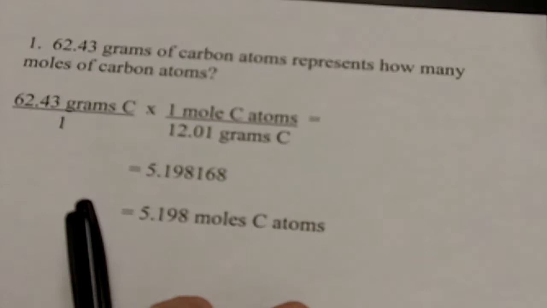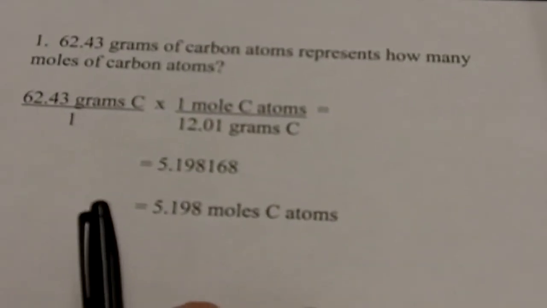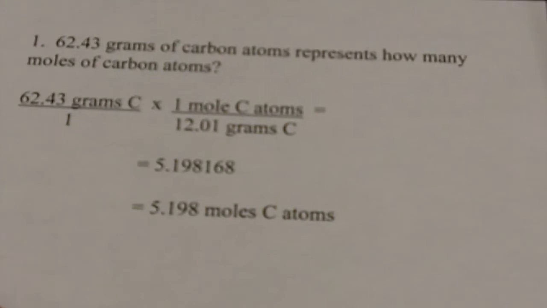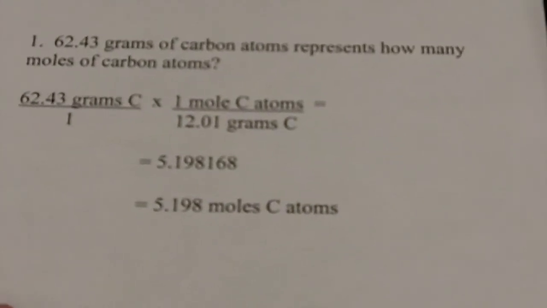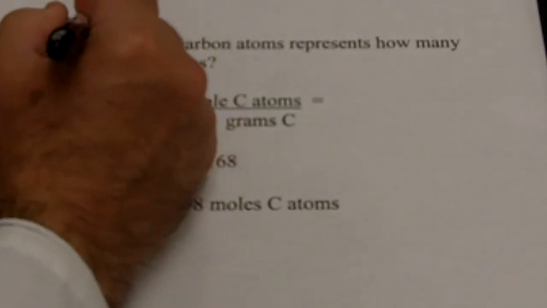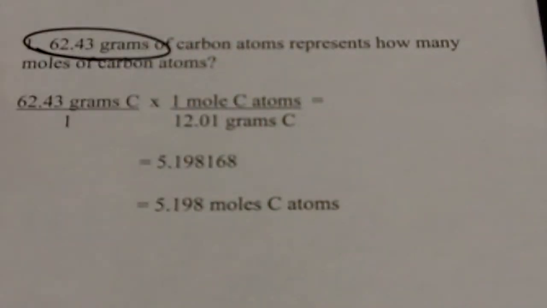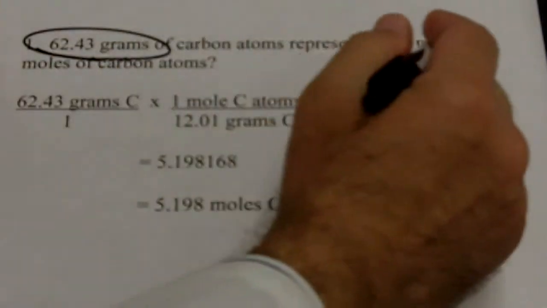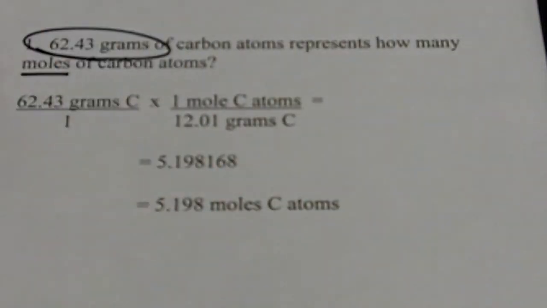It says 62.43 grams of carbon atoms represent how many moles of carbon atoms? How do we approach this problem? Well, the first thing we're going to want to do is circle any numbers that we see. So 62.43, that's the number of carbon atoms that we're talking about, and we want to know how many moles that represents.